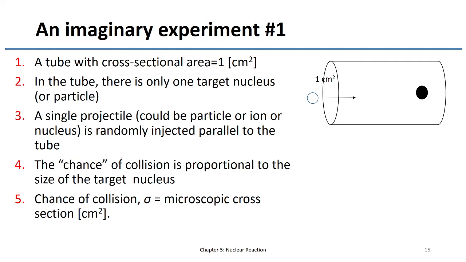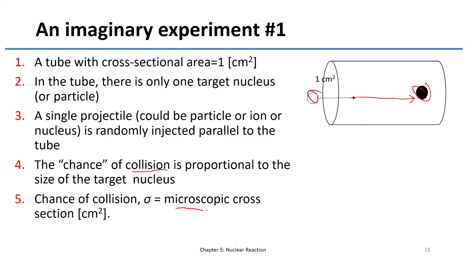So point number 4: the chance of collision between the projectile and the target nucleus is proportional to the size of the target nucleus. We conclude that this likelihood of collision is equal to the microscopic cross section, or small sigma.